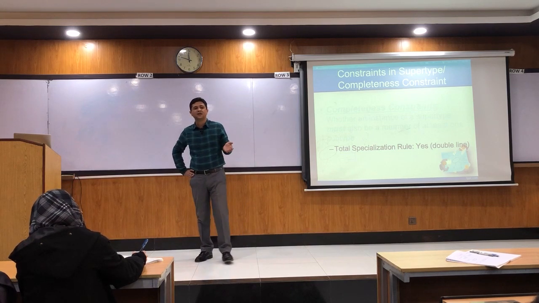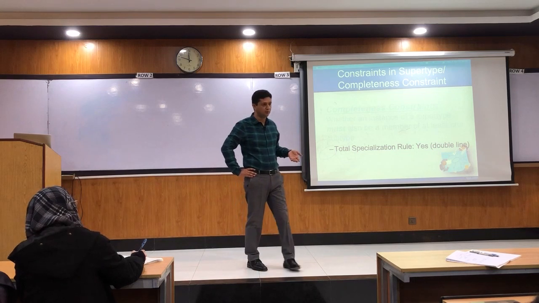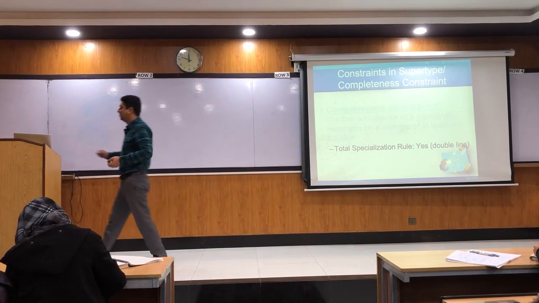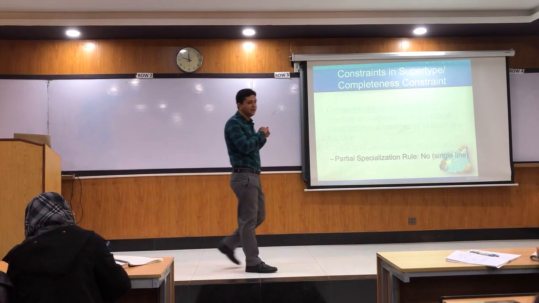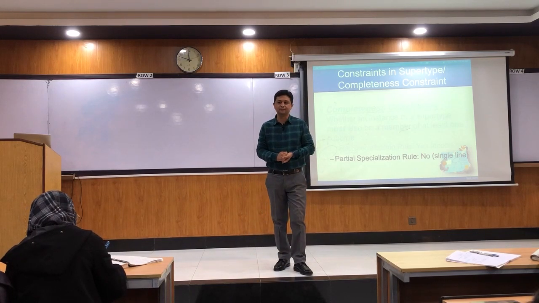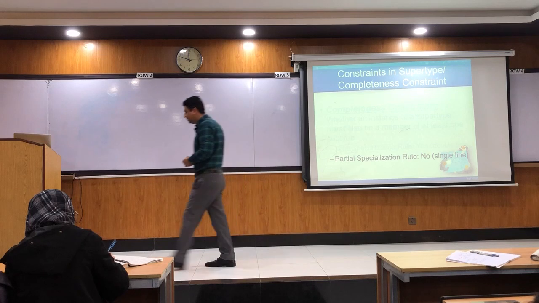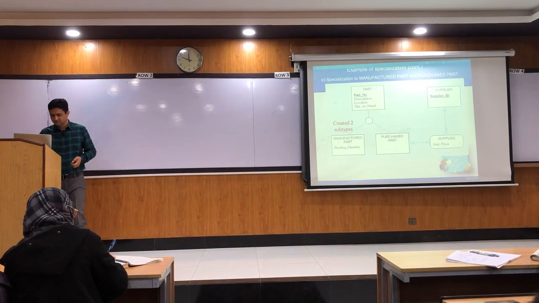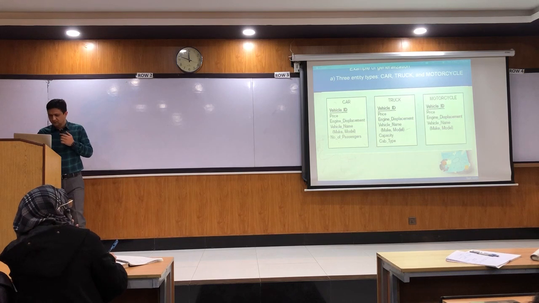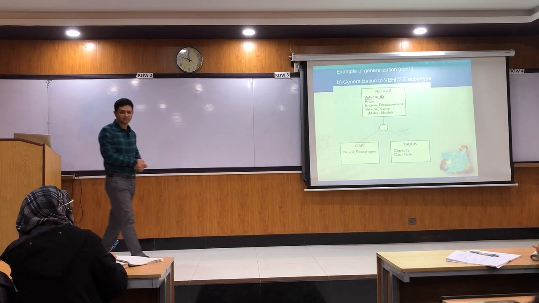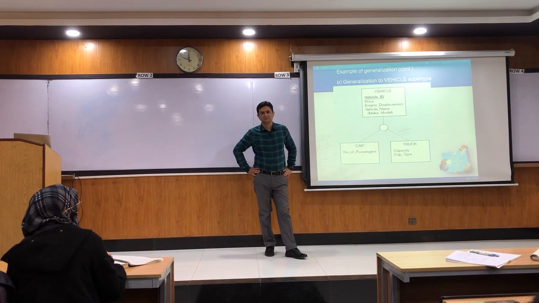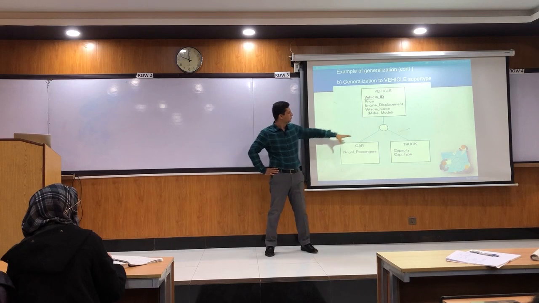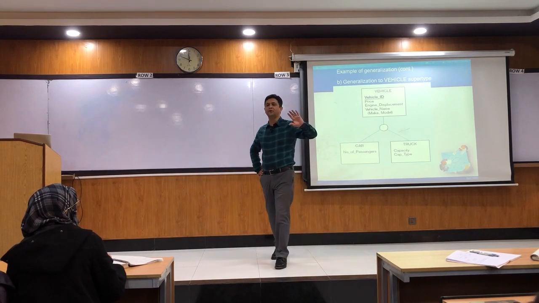So the second is a partial specialization rule. And a partial specialization rule is that an instance of supertype can exist independently. So just tell me, in this case, according to the scenario, is there partial or total specialization? Notation को छोड़ दें, not depending on the notation.